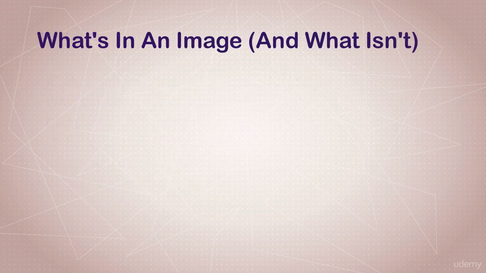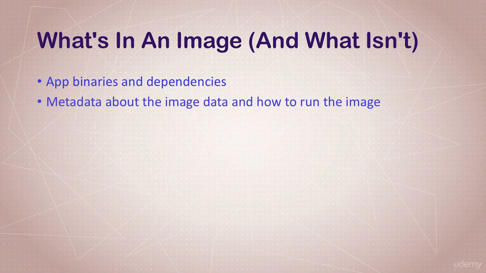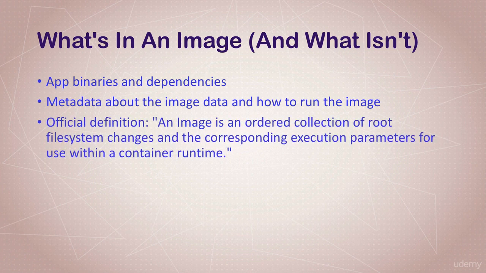So before we start playing with images and learning how to use them for containers, we probably want to step into what exactly is in an image and what isn't. The way I like to explain it is very simple. It's the application binaries and dependencies for your app and the metadata on how to run it. But if we went to the official definition, it would be an image is an ordered collection of root file system changes and the corresponding execution parameters for use within a container runtime. But I like my version better.